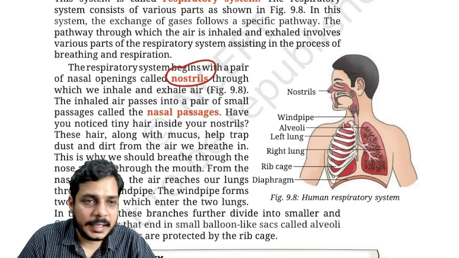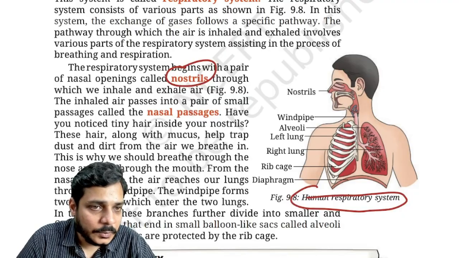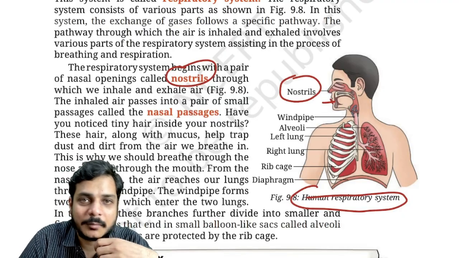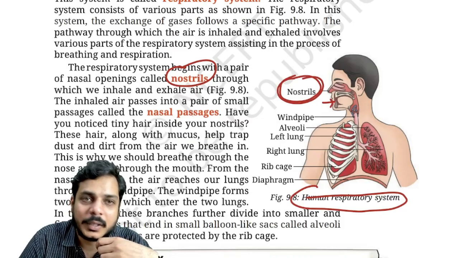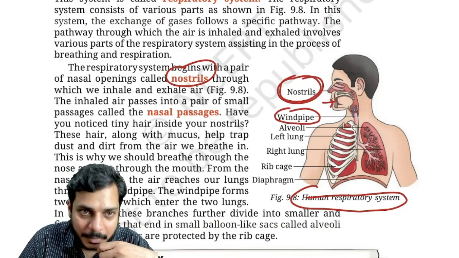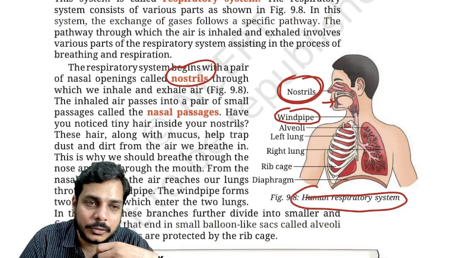Here you can see the diagram of the whole human respiratory system. It starts with nostrils, and just below this, you have the mouth cavity. This is your nostril, where you take in air, and then you have the windpipe. The windpipe is the passage through which the air passes down to the lungs.